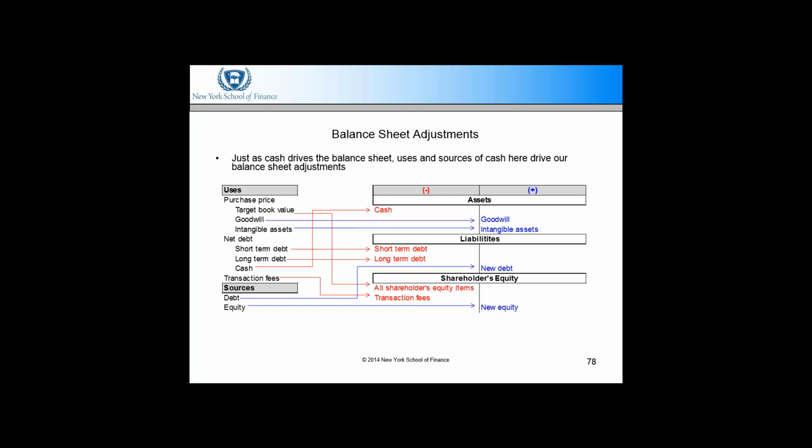So I want to mark off what we're doing. This is the process. New equity. Oh, there goes my highlighting. Okay. I want to wipe out all shareholder equity items, which is represented by the target book value. Let's wipe that out. Each line item that makes up target shareholders' equity needs to be eliminated.